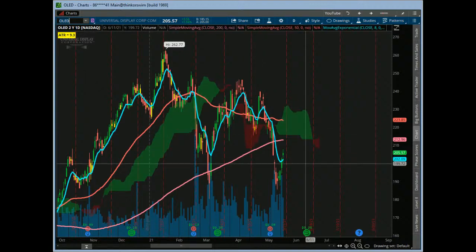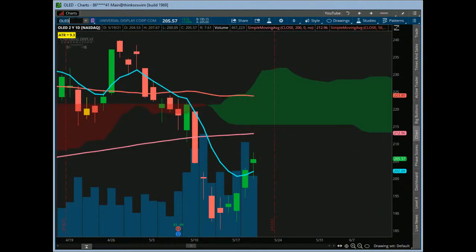OLED with a potential doji sandwich up, right over the ADMA. Let's see if it gets any follow through to the upside.